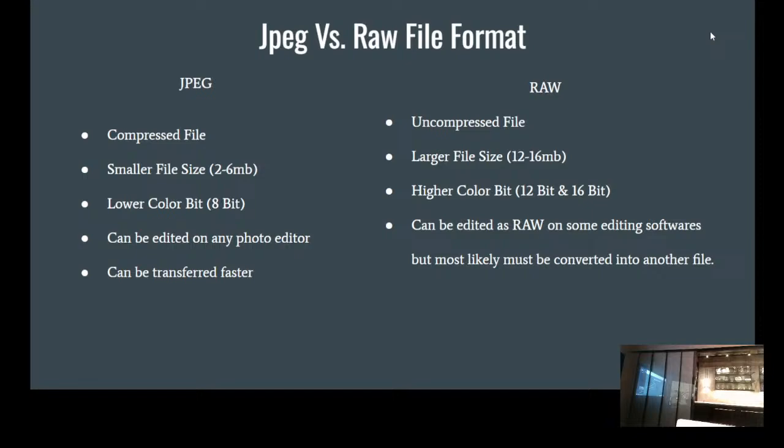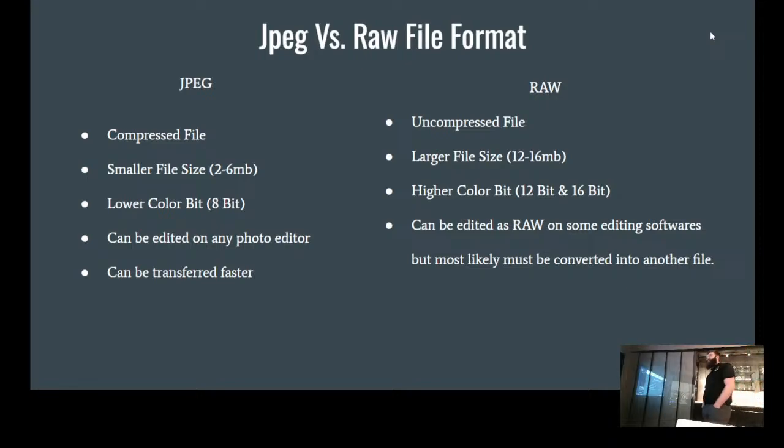JPEG is the most standard and common form of saving your photos. It's a compressed file, meaning that it's a smaller file size, somewhere between 2 to 6 megabytes. The color bit's low, about 8-bit, which means that it really doesn't take a lot to edit this photo. It can be edited with any photo editor, and it can be transferred much faster than most other PNG files, PDF, or RAW format can.